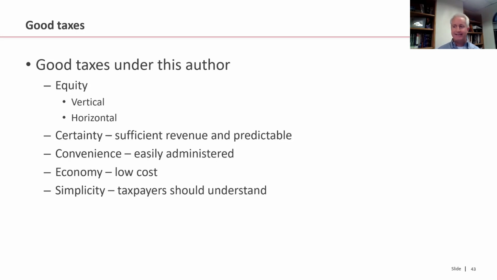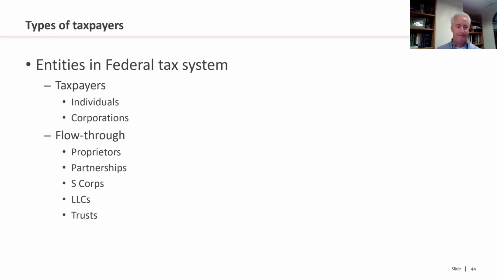Economy means low cost. That's how much money does the government spend to collect every dollar. Amazingly, that's not very much. The cost is really pennies per dollar for income tax in the US. And simplicity, well, we fail, right? Our tax code is horrifically complex and extremely difficult for most people to understand. So we don't do too well on that front.